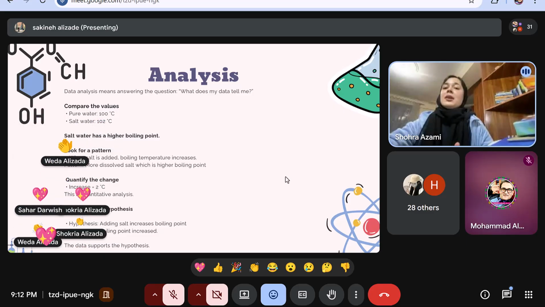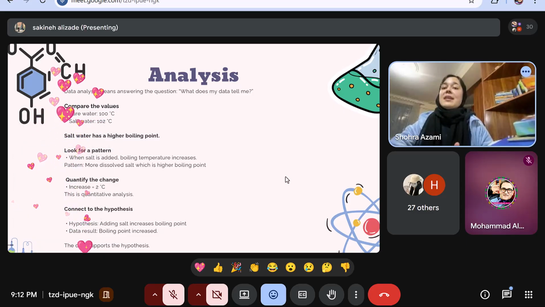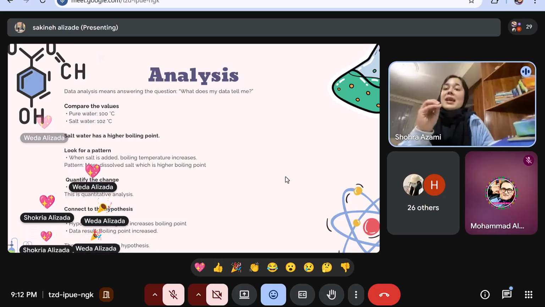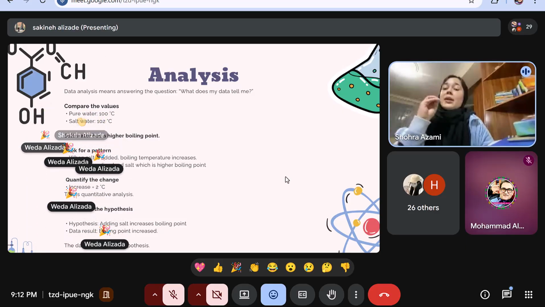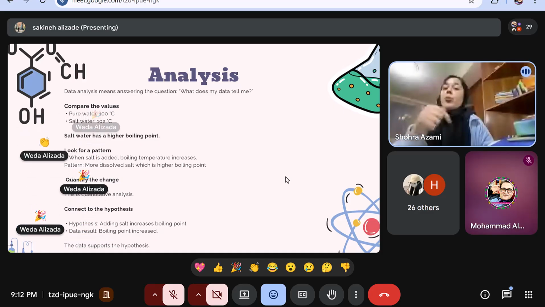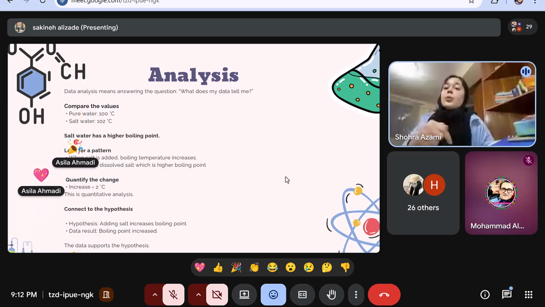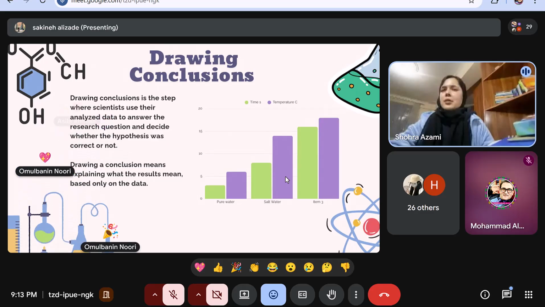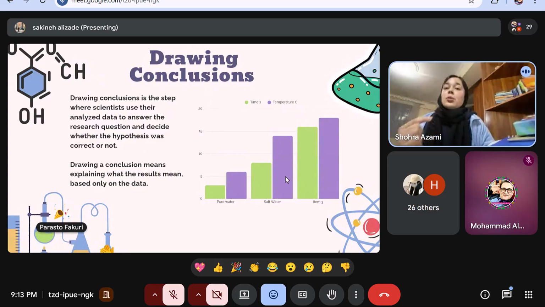In connecting it back to the hypothesis, we could say that the hypothesis is adding salt increases the boiling point, and the data result could be that the boiling point increased, and the data supported the hypothesis. Drawing conclusions is the step where scientists use their analyzed data to answer the research question and decide whether the hypothesis was correct or not.